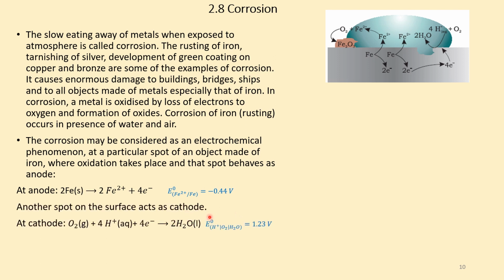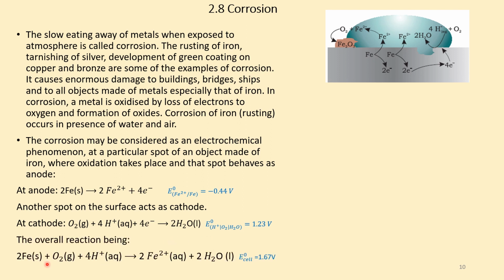Another spot on the surface acts as the cathode. So at cathode, oxygen plus 4H+ (aqueous) gets reduced by accepting 4 electrons to form 2H2O, and its standard electrode potential from O2 and H+ to H2O is 1.23 volts. The overall reaction is 2Fe (solid) plus O2 (gas) plus 4H+ combine to form 2Fe2+ plus 2H2O (liquid). So standard electrode potential E0 is 1.67 volts.